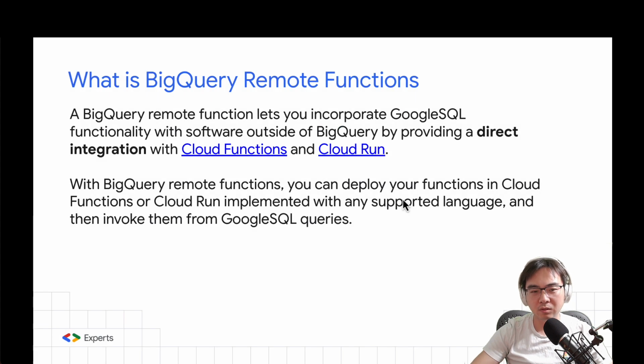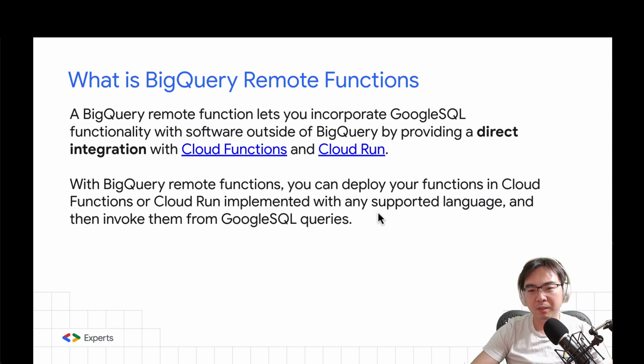Okay, this is where BigQuery Remote Functions come in. So it's not exactly true that there's nothing in the middle, but there are pretty much very, very minimal things you have to maintain. I'll go through this later, especially with this thing called bigfunctions, and I'll show you exactly how this can help you. So a BigQuery Remote Function lets you incorporate Google SQL functionality with software outside of BigQuery by providing a direct integration with Cloud Functions and Cloud Run.